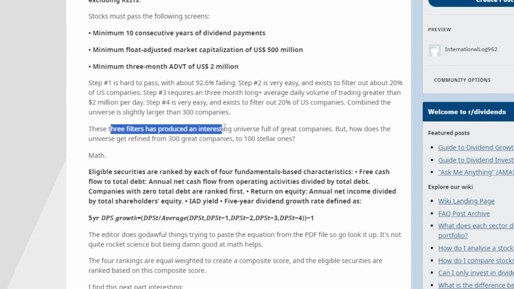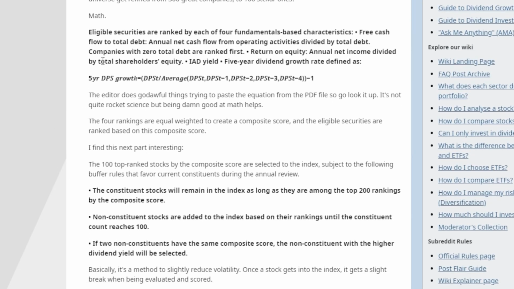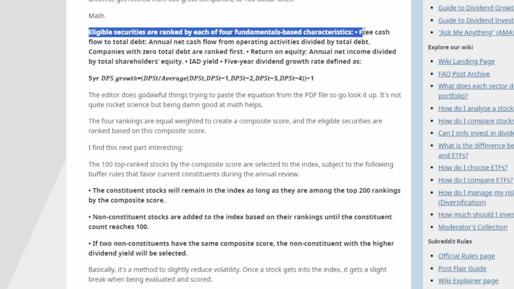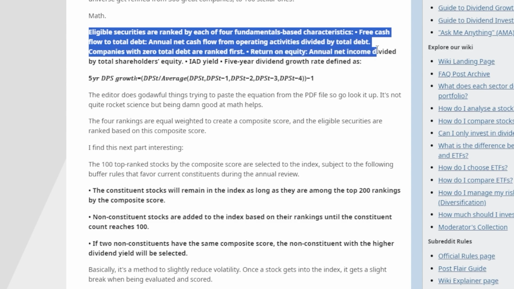These 3 filters produce an interesting universe full of great companies. But how does the universe get refined from 300 to 100 stellar ones? Now, the way that this works is math. Eligible securities are ranked by each of 4 fundamental based characteristics: free cash flow to total debt, which is annual net cash flow from operating activities divided by total debt. Companies with 0 total debt are ranked first.